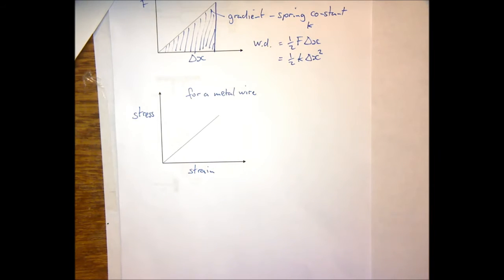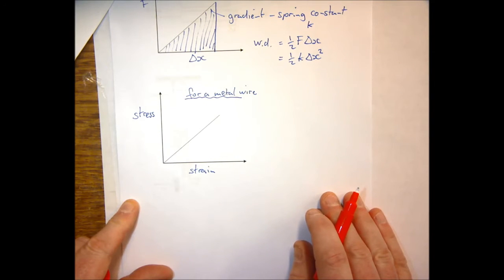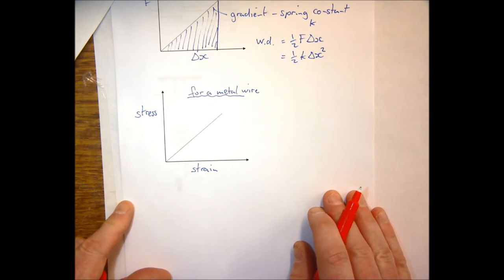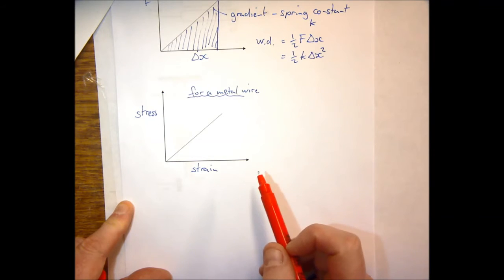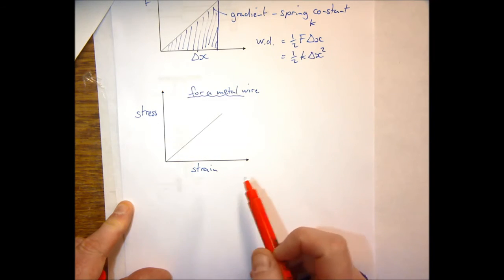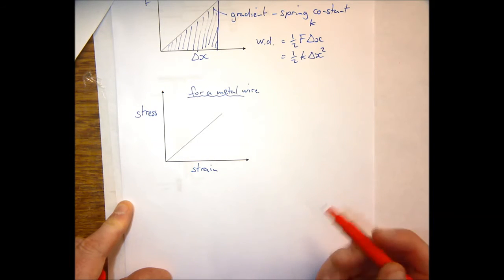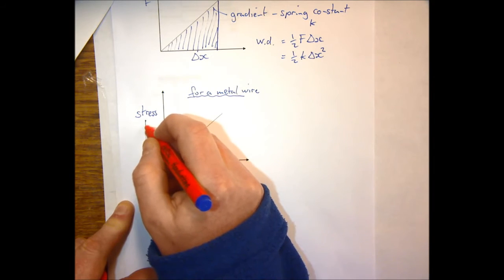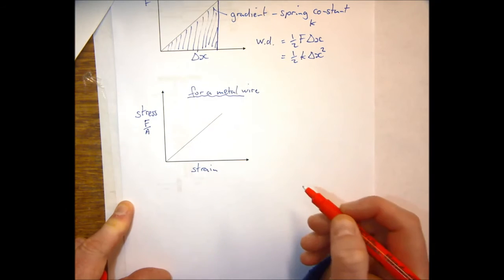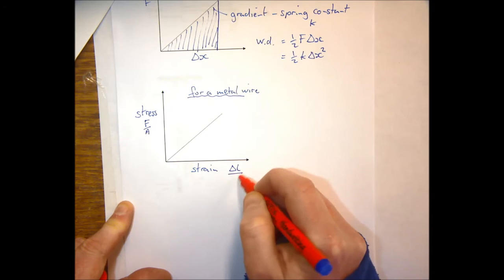Okay, if we go to a metal wire now, instead of plotting force against extension, we plot something called stress against strain. And the reason for all this is that the stretch of a wire will be affected by the length of the wire you have and the cross-sectional area. So what we do is we normalise: instead of plotting force, we plot force over the cross-sectional area, which is of course stress, and the strain, which is the change in length over the original length.